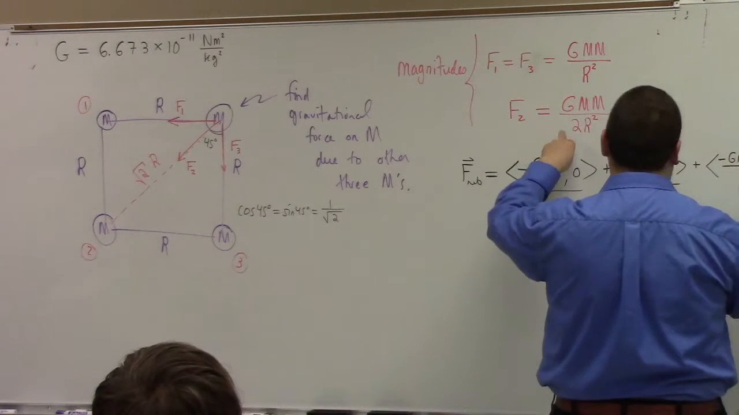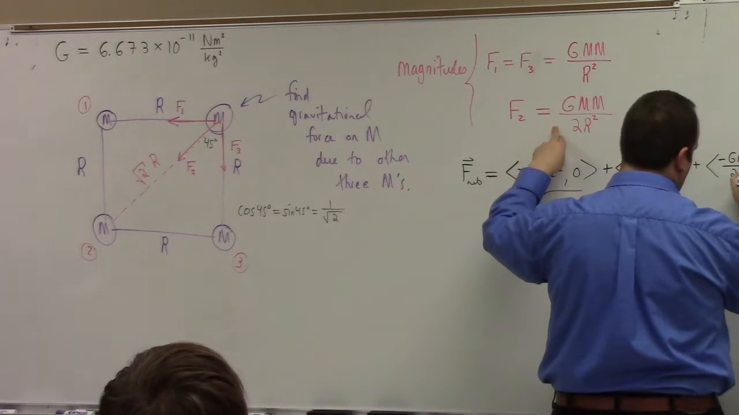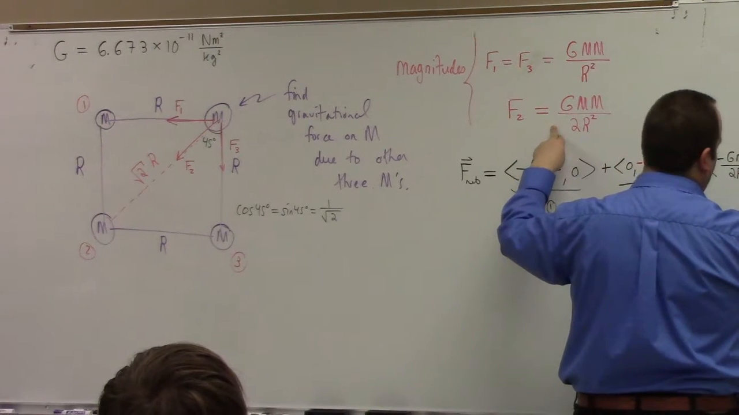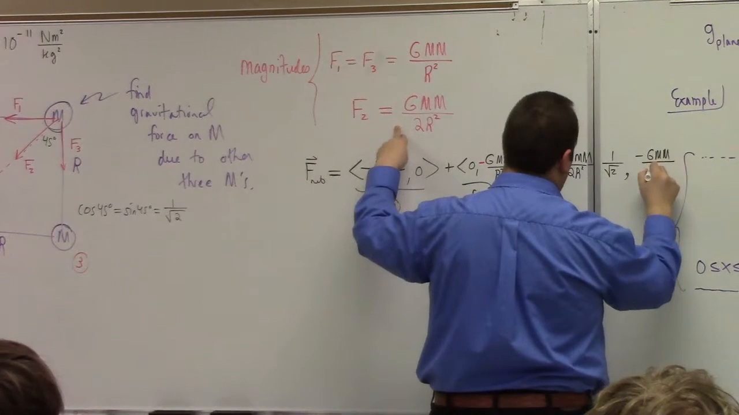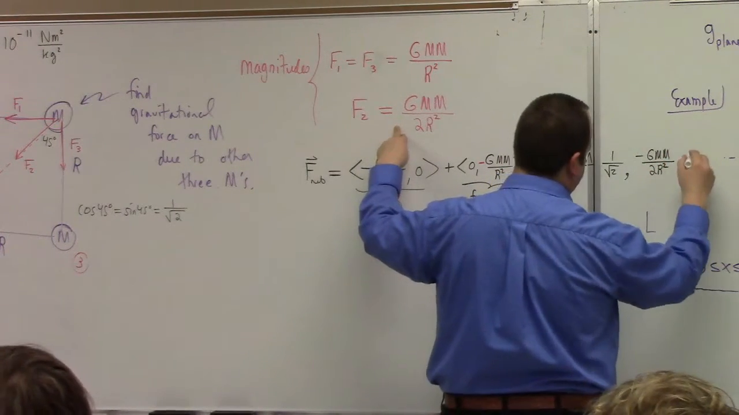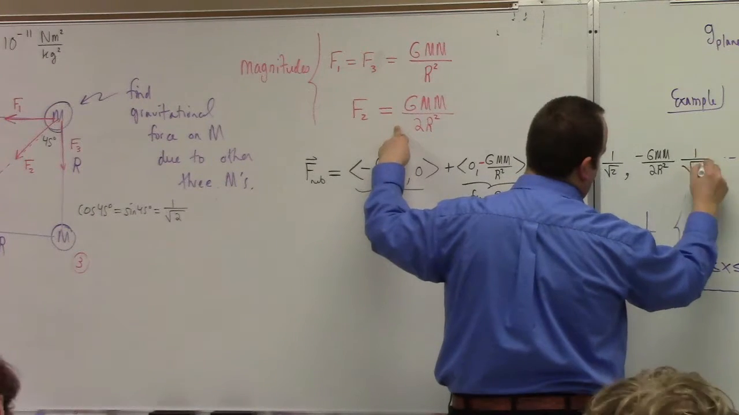Now, the magnitude there is 2r squared, though, right? So that times 1 over root 2. And then the magnitude, again, is GMm over 2r squared. But then I have to multiply by the sine, which is 1 over root 2.